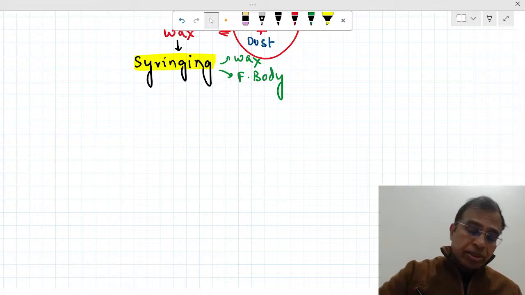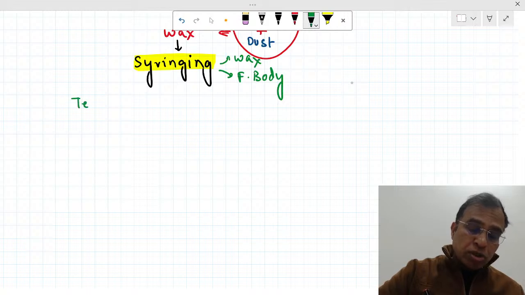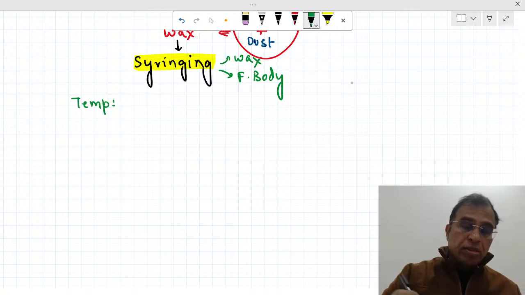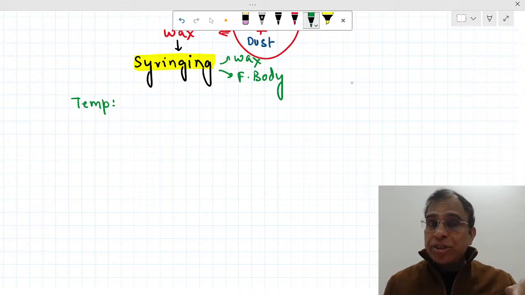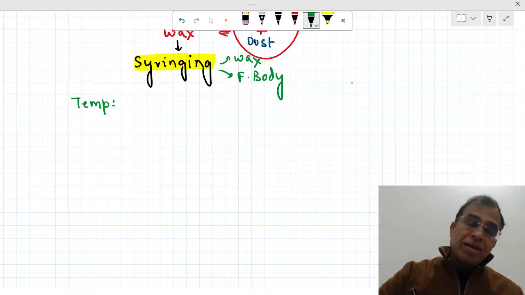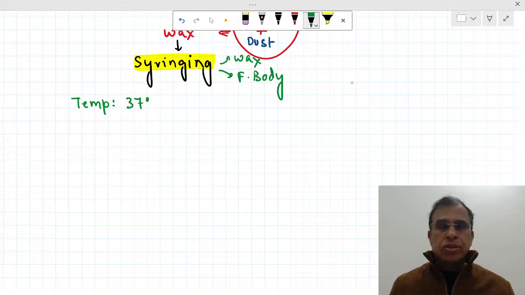Now the important question they ask you is the temperature of the water or saline that you use for syringing. Now you cannot take water from any bottle and start syringing. No, it's not allowed. That water must have a particular temperature, and that's the MCQ. What is the temperature? Same as body temperature, which is around 37 degree. So roughly body temperature, 37 degree.